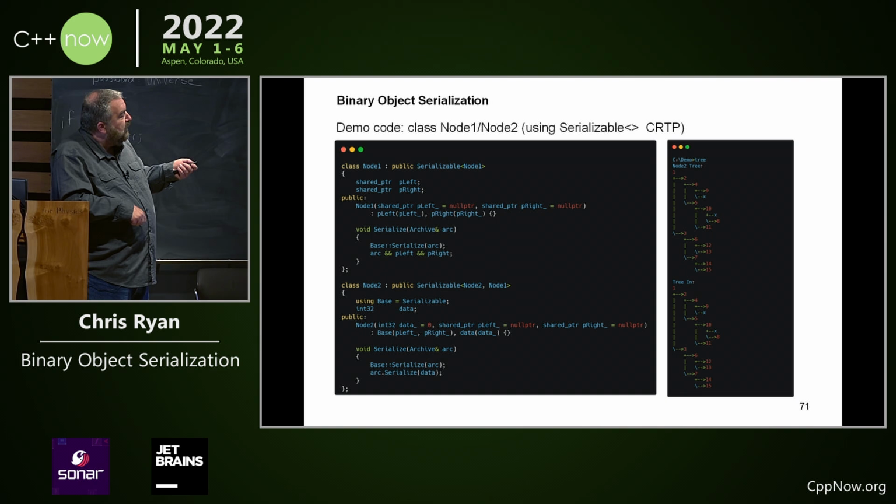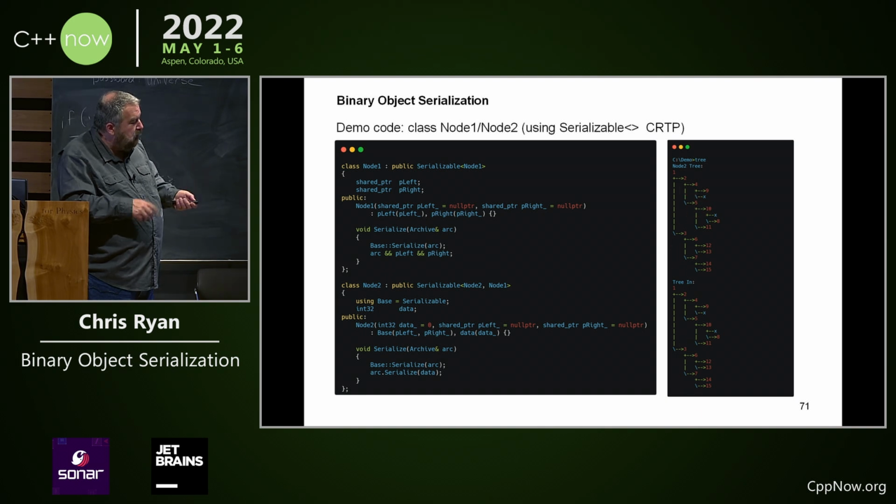So when I constructed the tree, it looks very much like the previous one, but it was constructed in the multi-layer. I stream it out, I stream it back in. It's accurate.